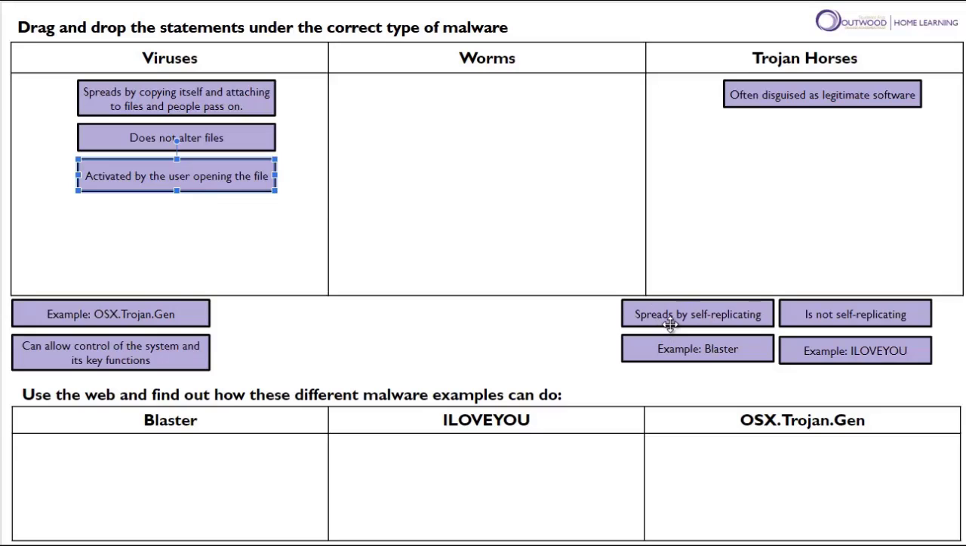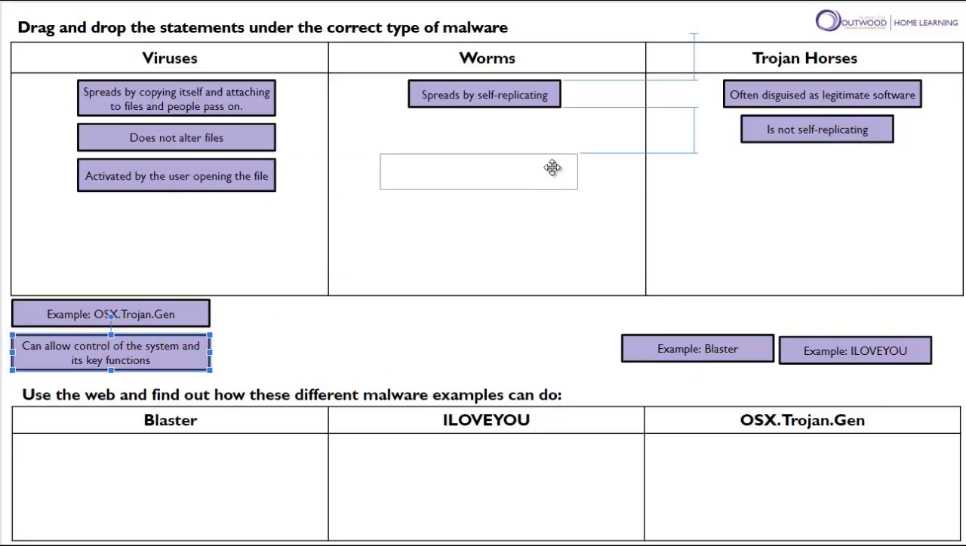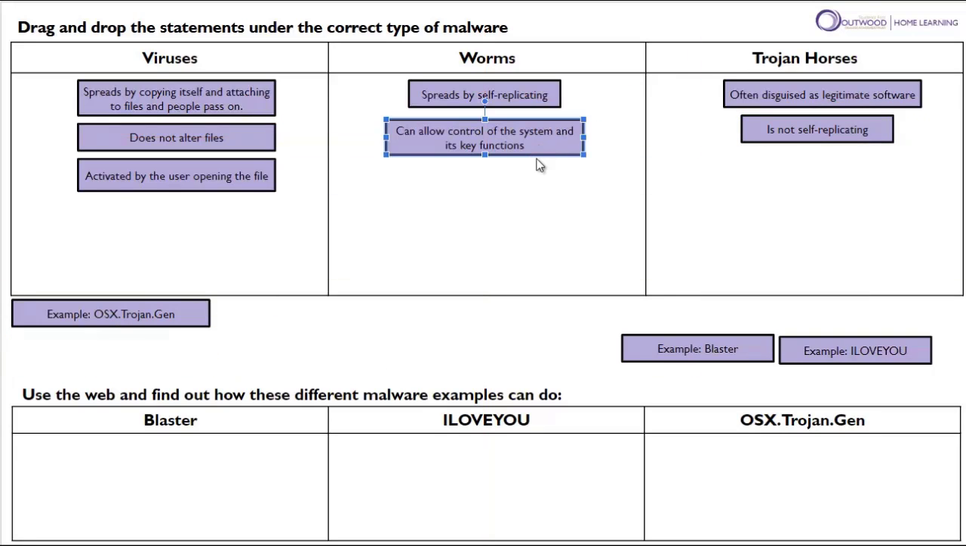We've got spreads by self-replicating. Well, that's worms, and that's why worms are particularly deadly, because they don't need the user to replicate. They can self-replicate and then send on to other devices. We've got is not self-replicating. Well, that is a Trojan horse. The only way it replicates is by the user doing so. We've got can allow the control of system and its key functions. Well, that's worms, and that normally happens through exploiting weaknesses.